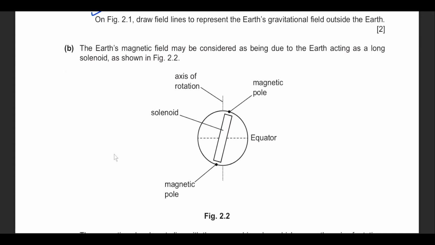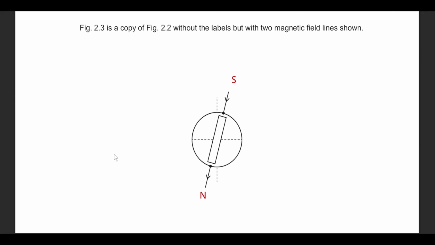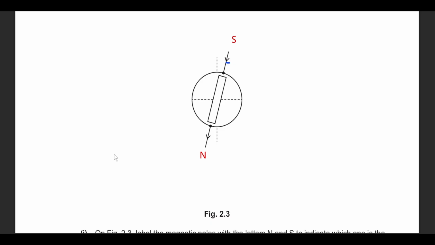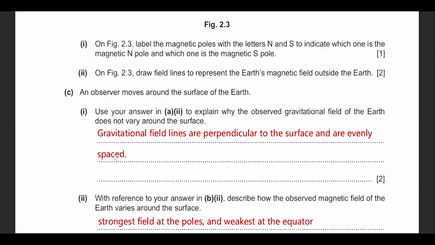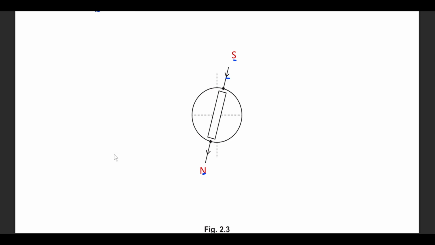So the next part considers Earth acting as a long solenoid magnet, which is fine. Geographic poles are on the axis of rotation. He says figure 2.3 is a copy of figure 2.2, without labels, but with two magnetic field lines shown. The first part is to label the magnetic poles north and south. Based on the arrows, we can say that this is south and this is north. The next question is to draw field lines to represent Earth's magnetic field outside the Earth. They're going to behave like a bar magnet, so it's going to be from north to south.